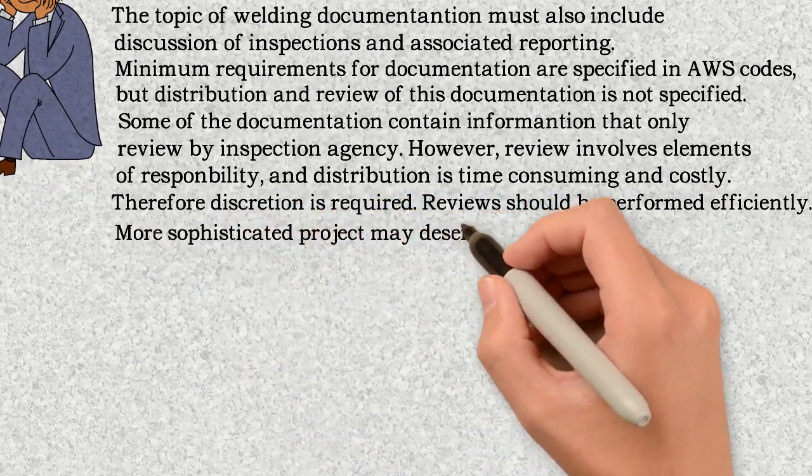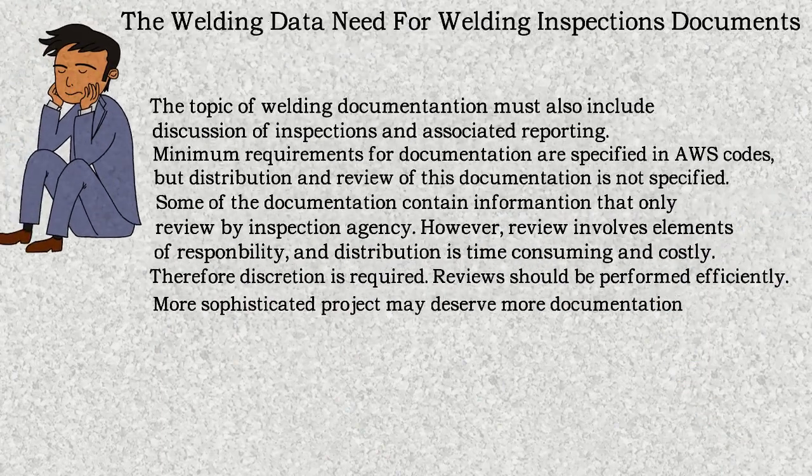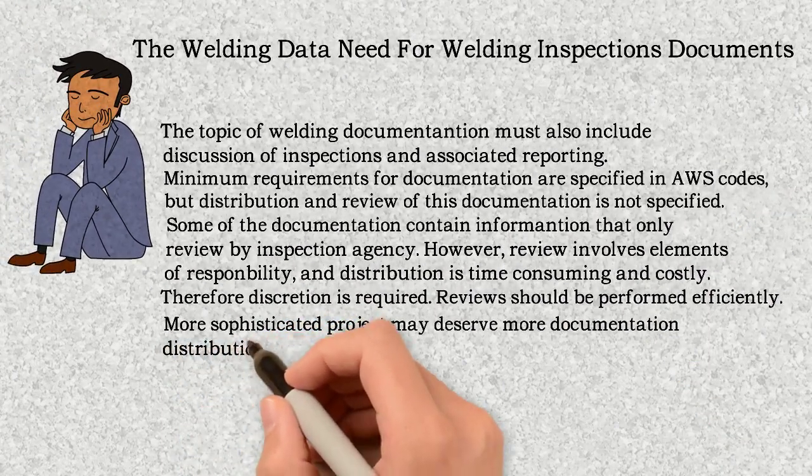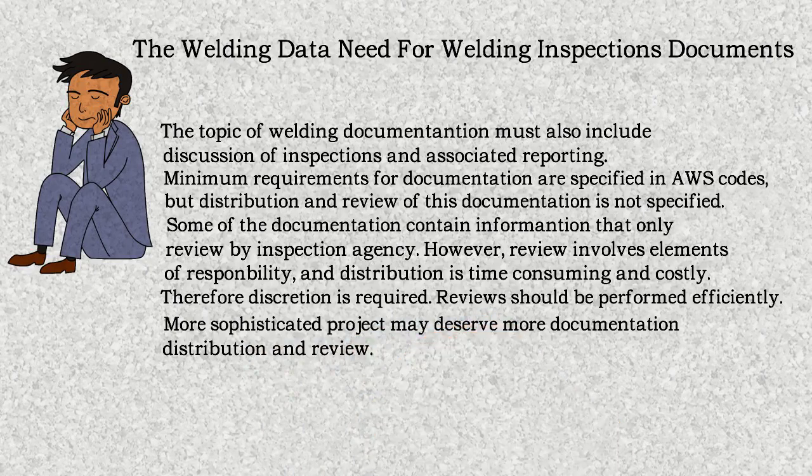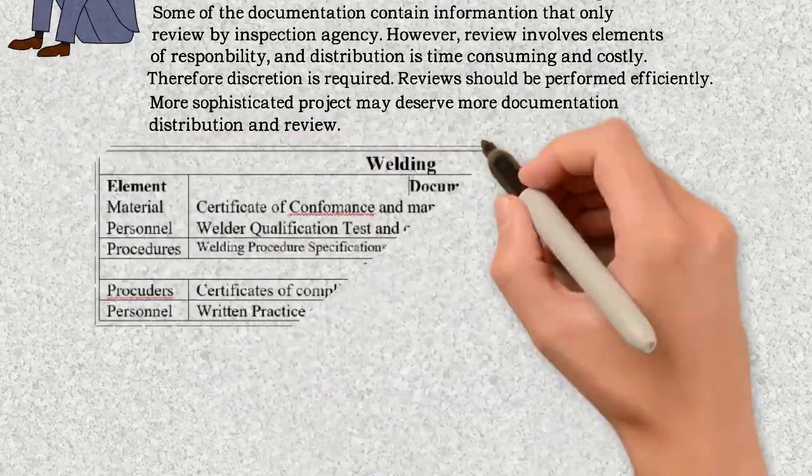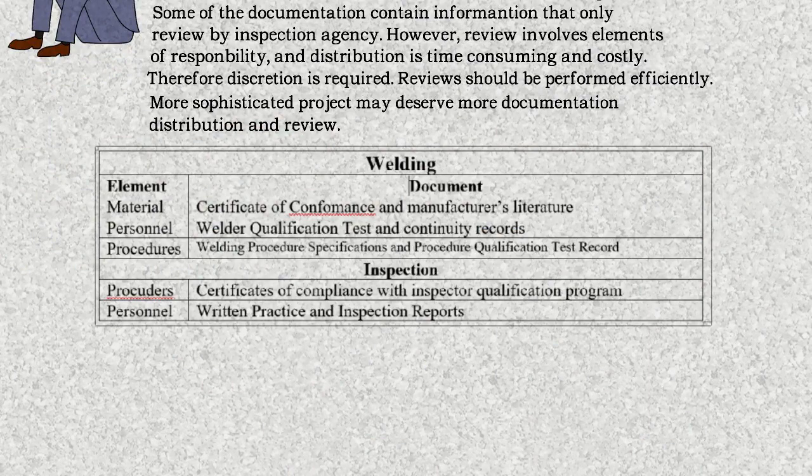A critical project may deserve more documentation, distribution, and review. In the table below: welding element and document, material certificate of conformance and manufacturing literature; personnel, welder qualification test and continuity; procedure, welding procedure certification and previous qualification test record; element for inspection, procedure certificate of compliance with inspector qualification program, personnel practice and inspection report.